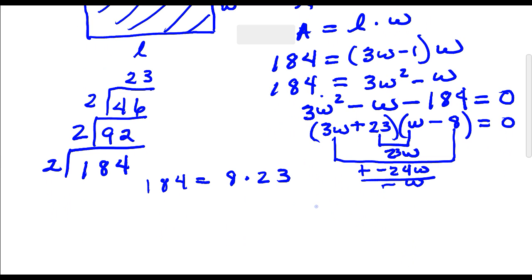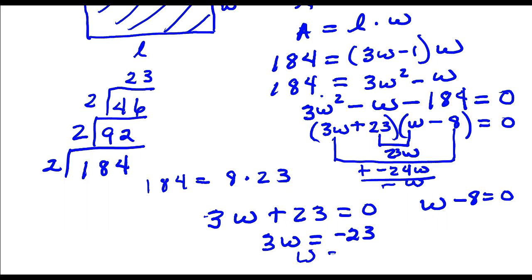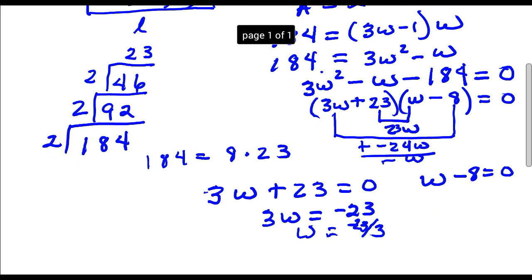Okay, so the next thing to do is to take each factor, set to 0. Then solve each equation. 3W is negative 23. W is a negative 23 divided by 3. Now, in the context of this problem, we're going to throw this answer out because we can't have a negative width.